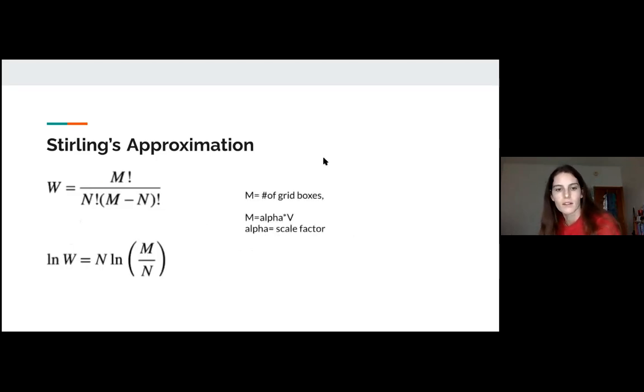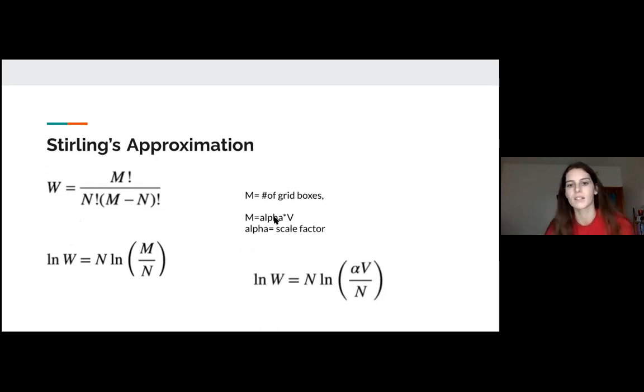So that's just repeating it. And so again, m is the number of grid boxes, and then m is equivalent to alpha, which is a scale factor, times the volume. So just another way you can write this is ln W equals n times ln of alpha V divided by n.